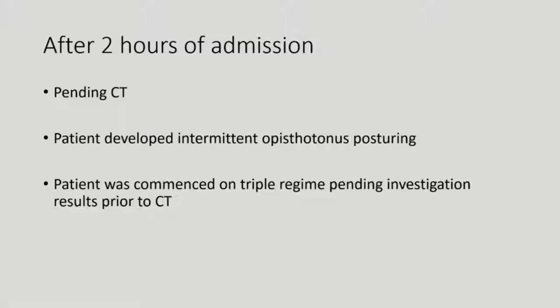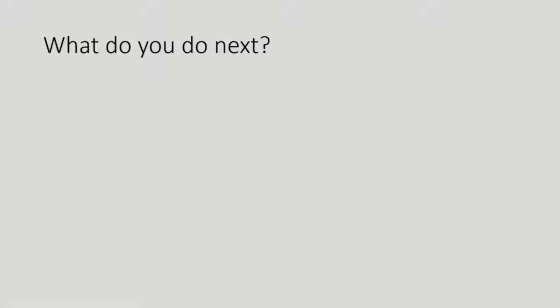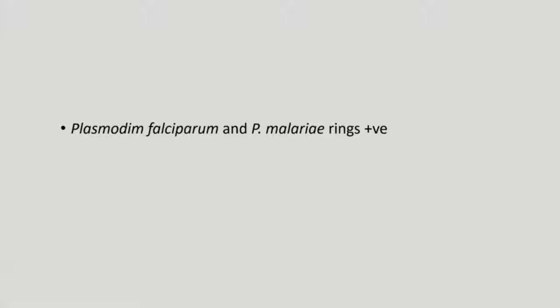Two hours after admission, pending CT, he developed intermittent opisthotonus posturing, and he was commenced, in fact, on triple treatment. Blood picture was sent to the night lab, no abnormal cells, but Plasmodium vivax malaria ring forms were noted. Is it compatible with our setup? Vivax malaria. So what do you do next? We thought we were going to repeat the blood film with the experts and do the malaria antigen as well. And there we reported that Plasmodium falciparum and Plasmodium malariae ring forms were positive. So it's still not compatible with our setup because we don't have malaria.